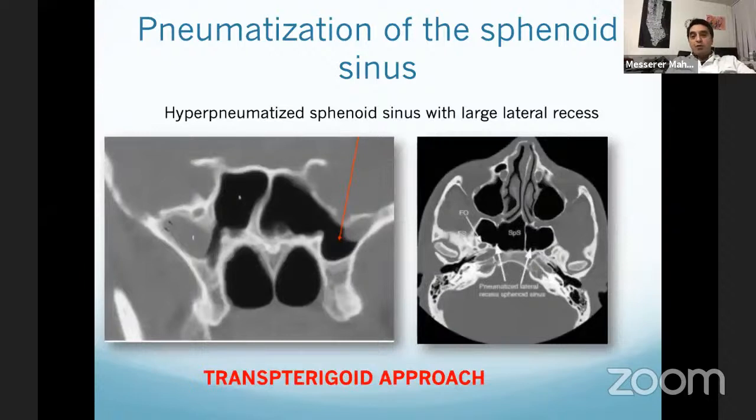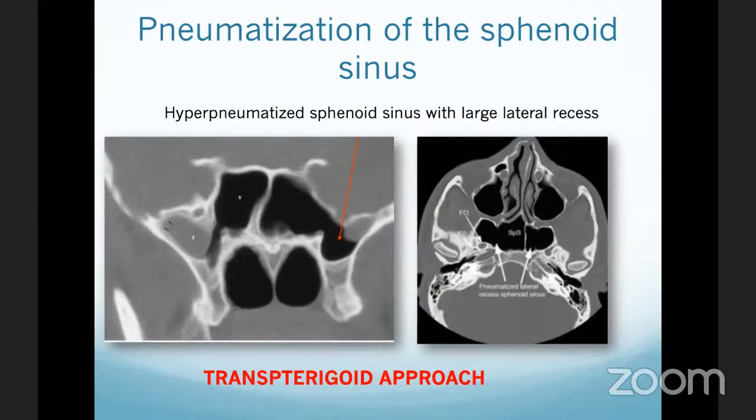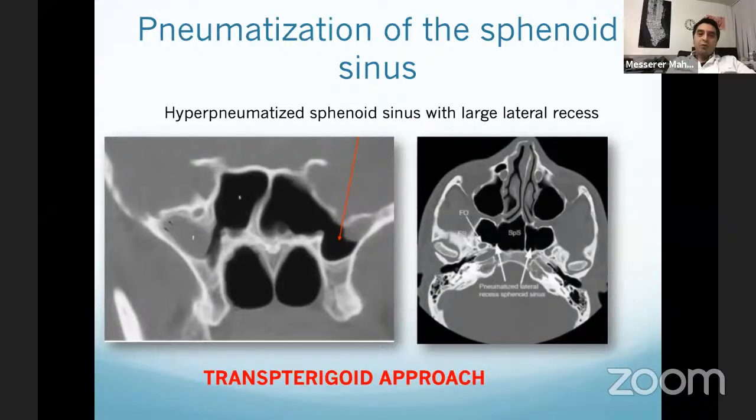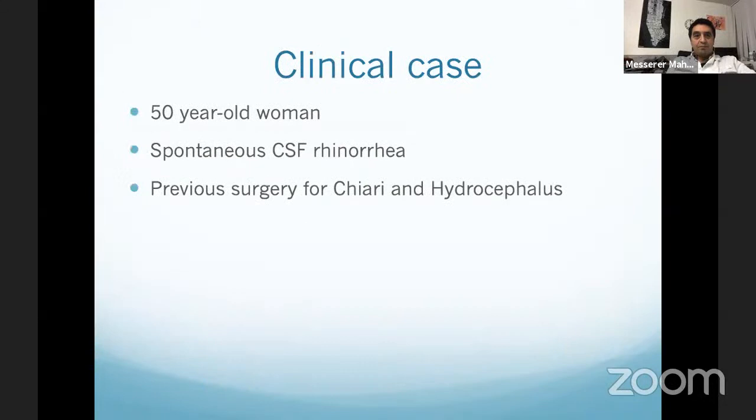Also, when you need to approach the transpterygoid fossa or infratemporal fossa, it's very important to search if you have a lateral recess, especially when you want to reach the temporal fossa from below. If there is no large lateral recess, personally, I prefer a transcranial approach in this kind of situation.